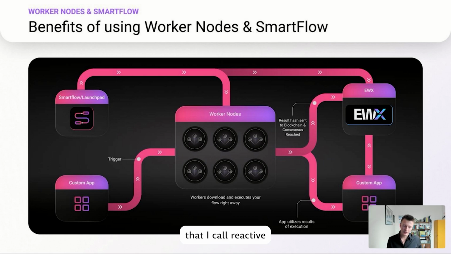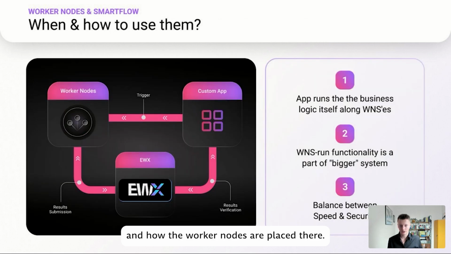The second category, that I call reactive, is when the worker nodes serve not as a replacement, but rather as a complementary factor to the functionalities of the bigger system. They are used for the purpose of utilizing the out-of-the-box features that they offer. So, for example, easy integration with DLT, blockchain technology, or ensuring trustless execution, and so on. But they are not replacing the bulk of the functionality. They are just used precisely for the things that matter and where they can shine. And moving forward, I will focus on that second category and how the worker nodes are placed there.